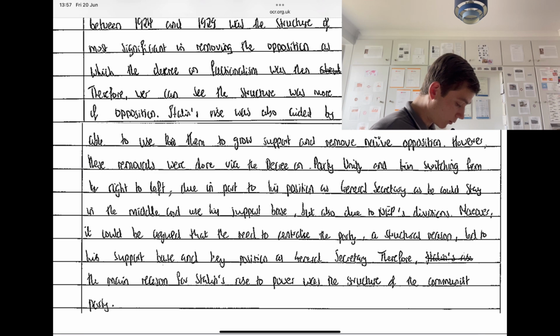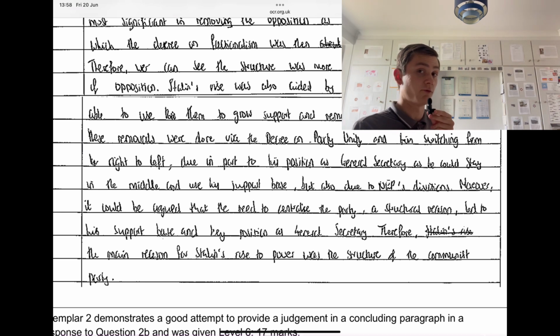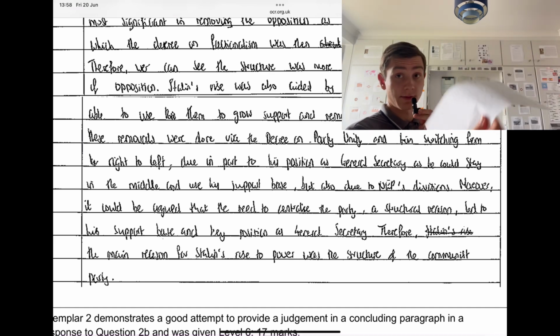Stalin's rise was guided by opposition as he was able to use them to grow support and remove rival opposition. However, these removals were done with the decree on party units, or were switching from right to left, due in part to the opposition, as General Secretary, as he could stay in the middle. Of course, as General Secretary, Stalin appointed people in his role. They could effectively make people and ensure people were kept loyal in the party. Easier for him to consolidate his power. Could have talked about that in the one I just showed you, Stalin's General Secretary.